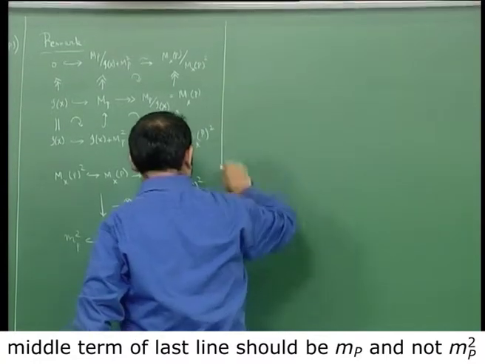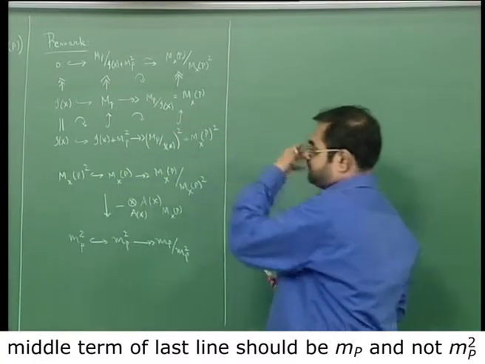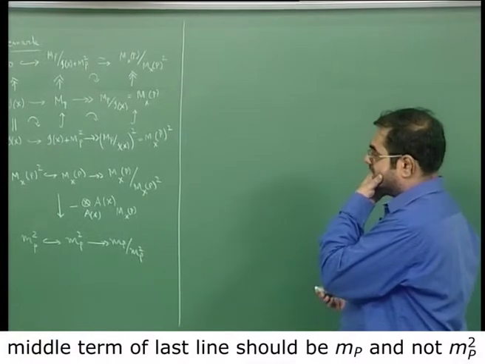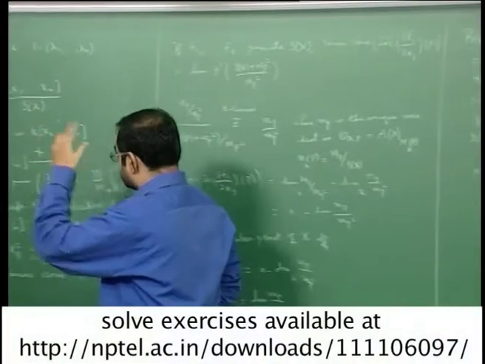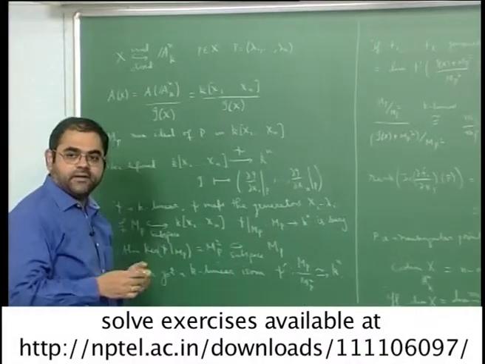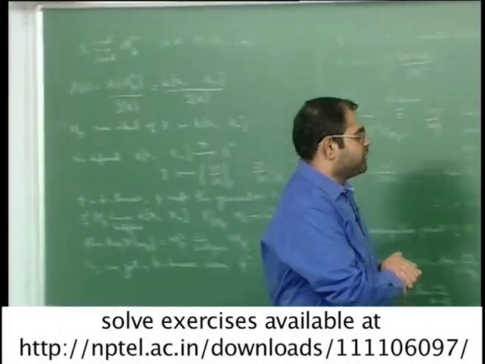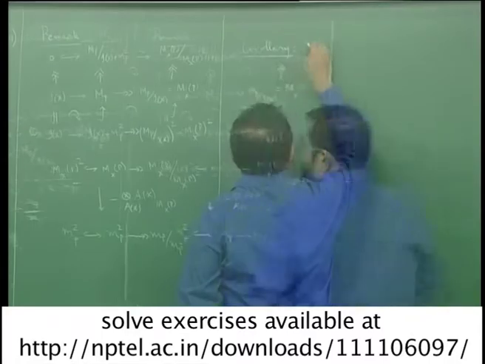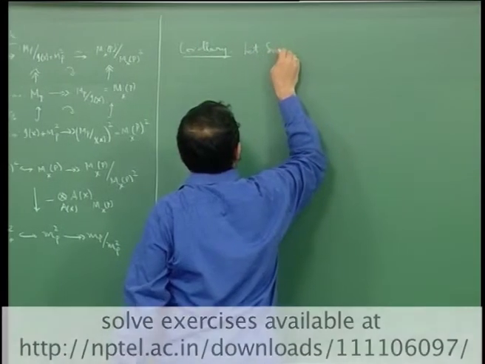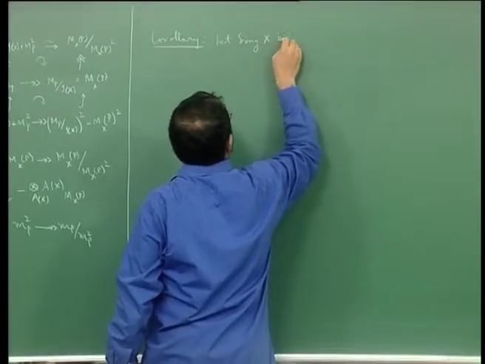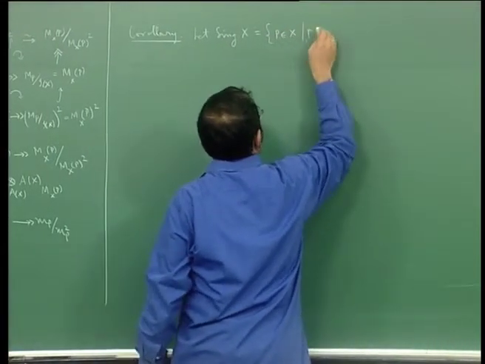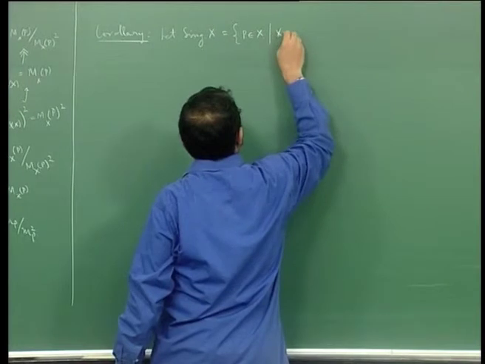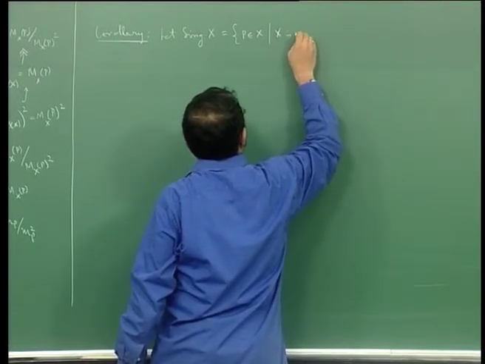So this is one thing. Then the other thing I wanted to say is in connection with this proof. Several things in connection with this proof. So the first thing I want to say is, let Sing X be the set of all points of X such that X is singular at p.